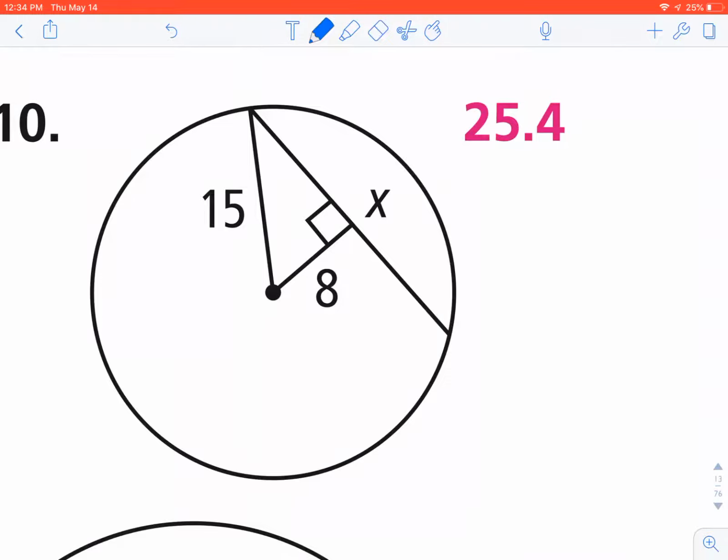Now, because this line is the diameter, they didn't draw the whole thing, and the diameter is perpendicular to this chord, that tells me that the diameter will bisect this chord. So these two pieces are congruent. That's helpful to me because I can use the Pythagorean theorem to find this length and then just multiply by 2 to find the whole value of x.